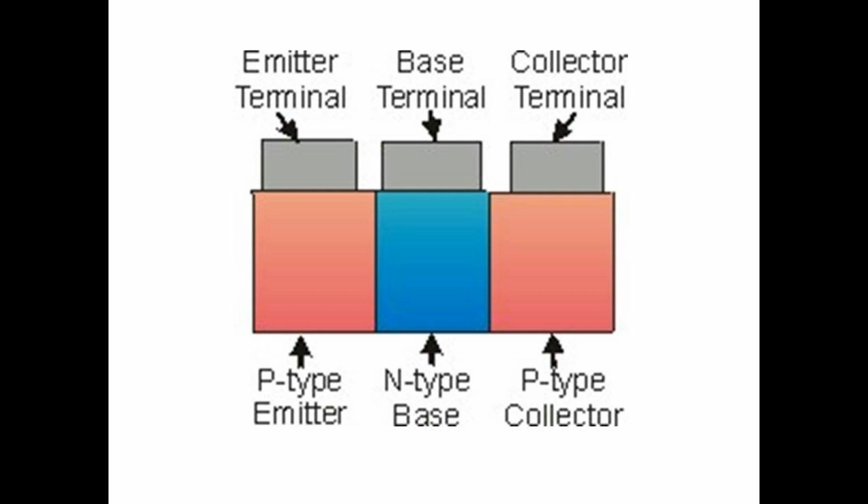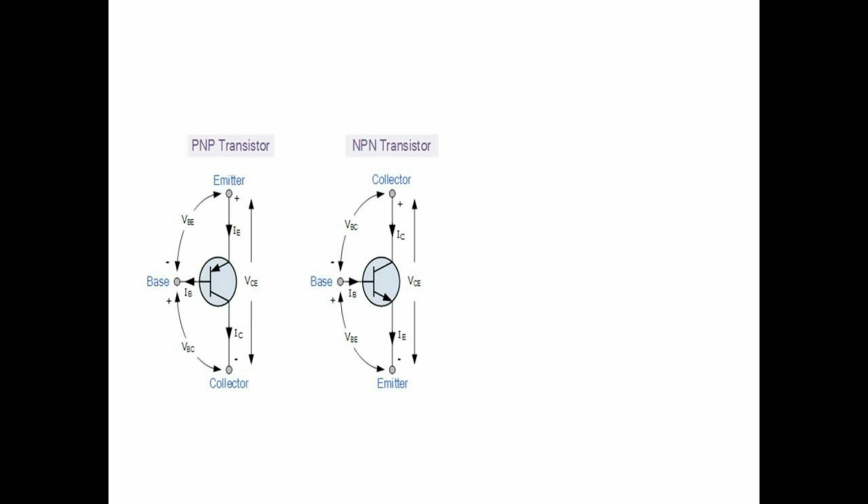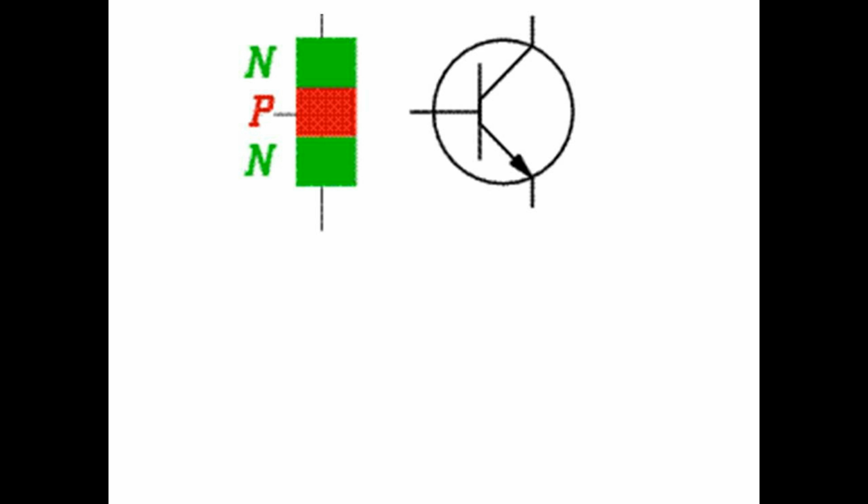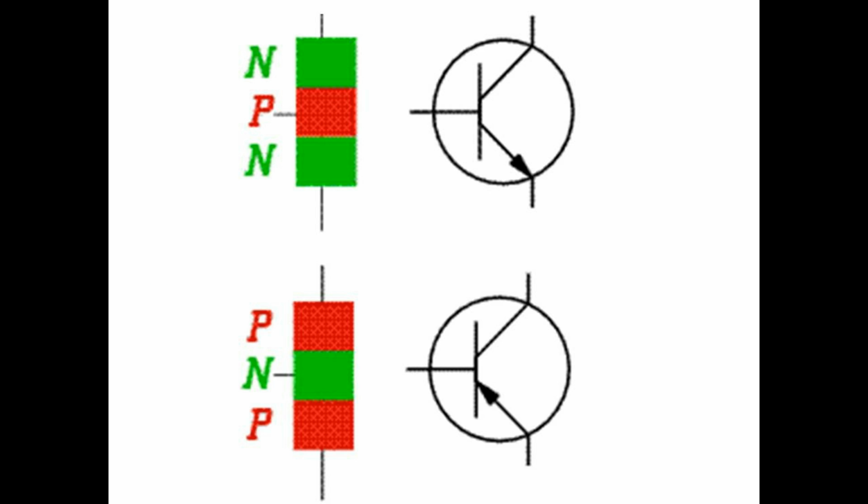There are 2 main types of transistors. These are bipolar junction transistors and field effect transistors. Bipolar junction transistors' terminals are base, emitter, and collector. Bipolar junction transistors can have 2 different polarities, NPN and PNP. NPN and PNP describes how the 3 sandwich layers of semiconductor are layered.